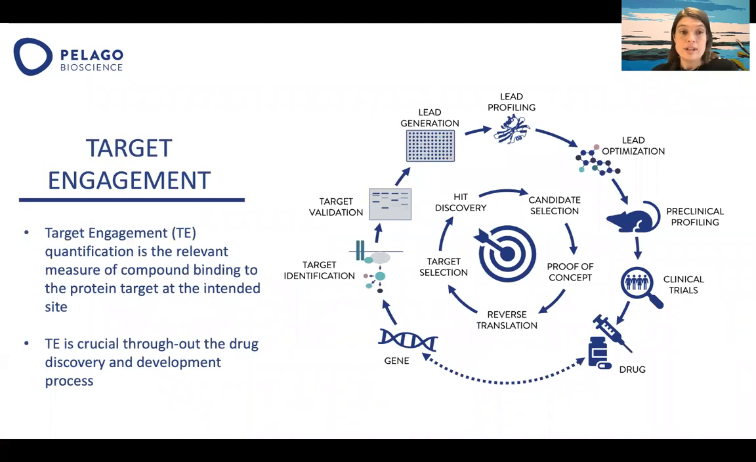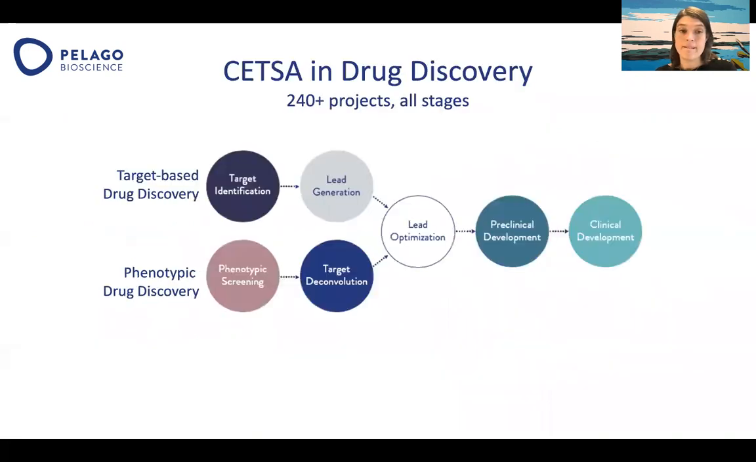So we focus on target engagement at Pelago. And this is the relevant measure of a compound binding to a protein target at the intended site. This is important to measure all through the drug discovery and development pipeline to make sure you develop safe and efficacious drugs. So that's why we have applied CETSA at all stages of drug discovery.